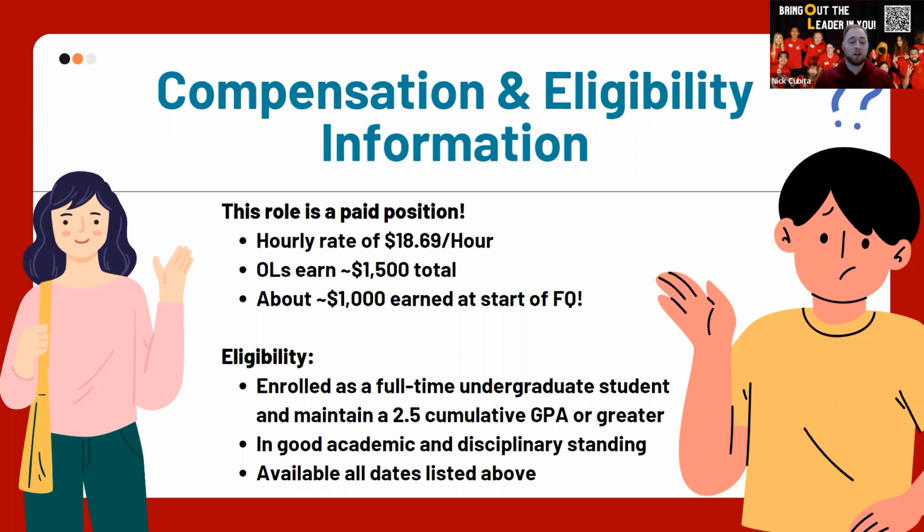In terms of eligibility, to apply for the position and qualify, you must be a full-time undergraduate student. And while applying for the position and while holding the position, you must maintain a 2.5 cumulative GPA or greater. You'll have to maintain good academic and disciplinary standing. If you have any questions about that based on your own experiences, you can also email us, and we're happy to talk through that with you before or during the application process. And available for all dates listed above. So the dates that we listed in here and some more detail about those dates is in the position description on our website and on Handshake.